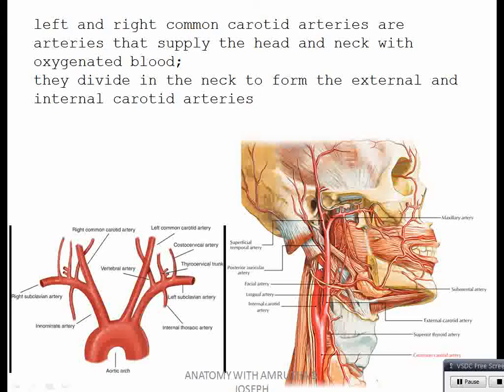Internal carotid artery will not have any branch in the neck region. It goes directly into the brain to supply the brain. It passes through the foramen in the skull. Whereas external carotid artery supplies the external aspect. It gives a lot of branches.